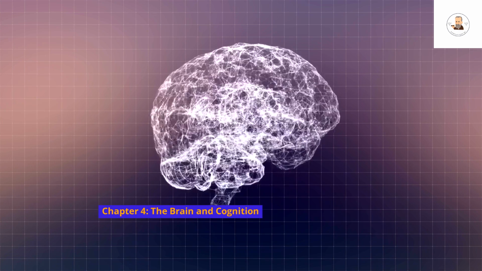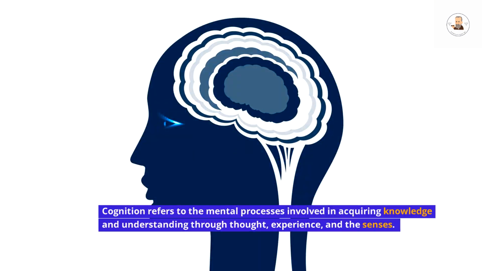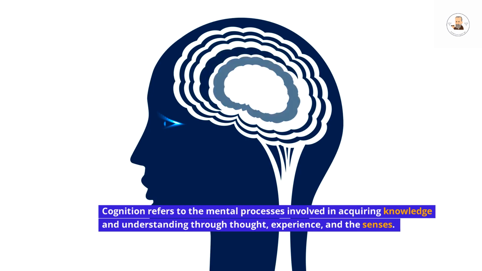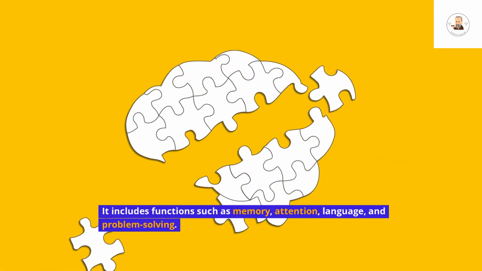Chapter 4. The Brain and Cognition. Cognition refers to the mental processes involved in acquiring knowledge and understanding through thought, experience, and the senses. It includes functions such as memory, attention, language, and problem-solving.